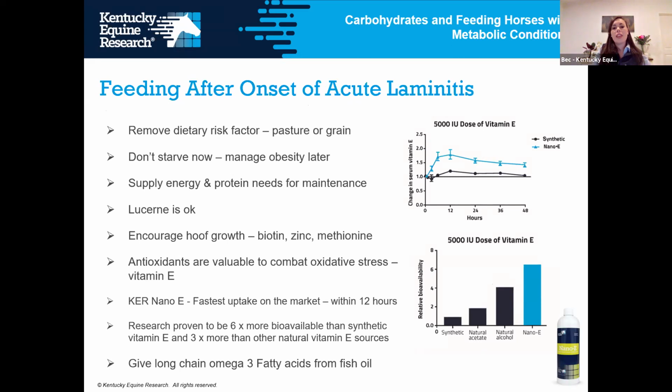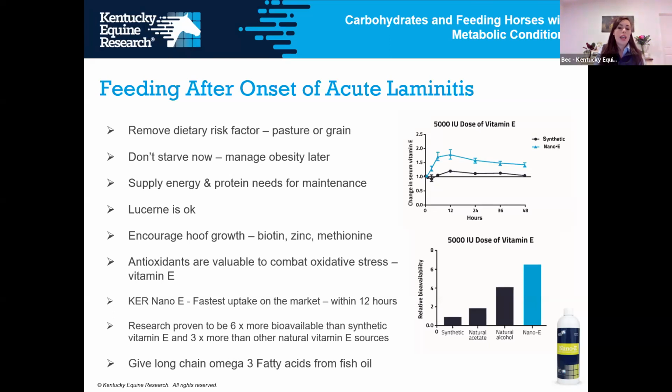So at the initial onset of this laminitis, when we're very, very stressed, we do want to remove this dietary risk factor if there is one at play here. Whether it's pasture, grain, do we need to alter the feed? Maybe we do. Like I said before, don't starve them. We can manage obesity, but we need to do that on a slow, gradual level.